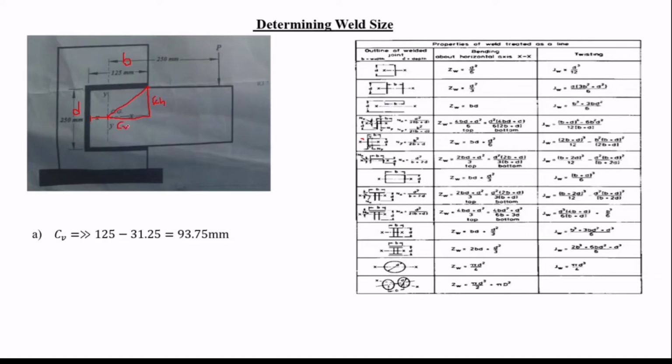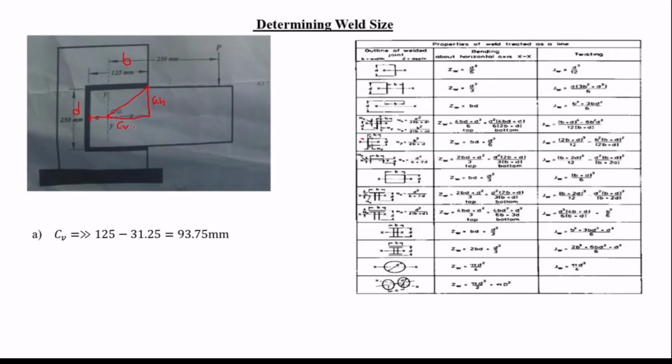I'm using the letters CH and CV, where CV represents the vertical distance from the centroid to the combined forces, and CH is the horizontal distance from the centroid to the combined forces. So how do you find that? After finding the centroid, b squared over 2b plus d will be 125 squared over 2 times 125 plus 250, and you're going to get 31.25 millimeters. That is the distance from here to here, which is 125. We know that from here to this distance is 125.